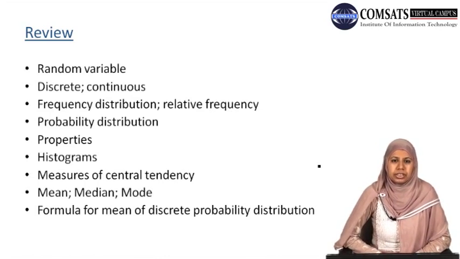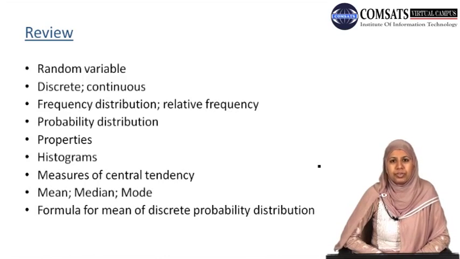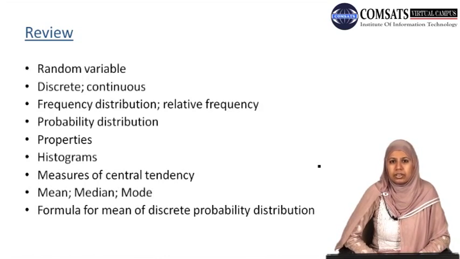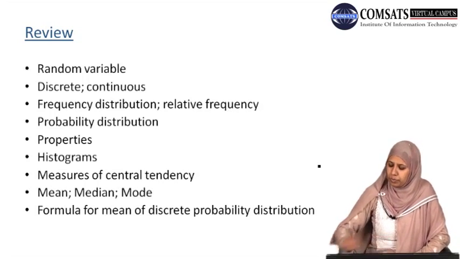In these measures we have studied the mean, the median and the mode, and it depends on the situation, on the type of our data set, what type of measure is required to calculate. In case of mode, we have seen that it is the simplest and easiest measure to calculate. We don't need a calculator, and with this type of measure we can calculate the qualitative data as well as the quantitative data, as we have seen in the example. And at the end of our previous lecture we have seen the formula for the mean of a discrete probability distribution.